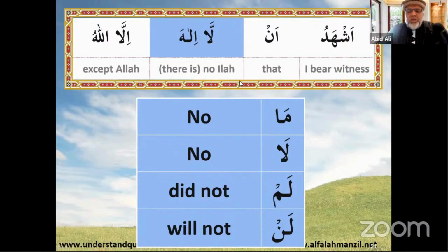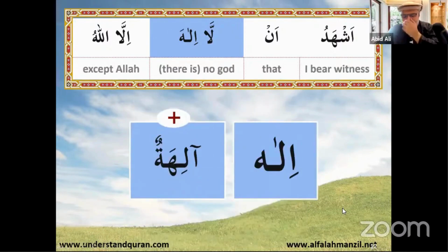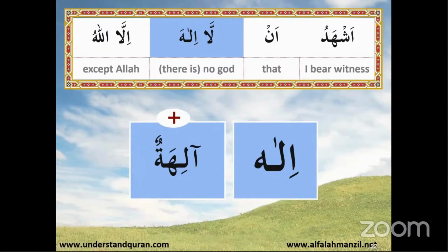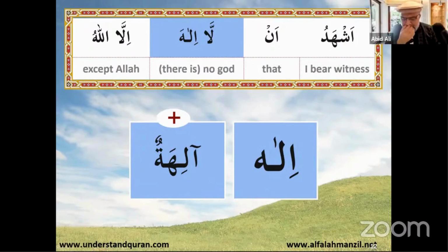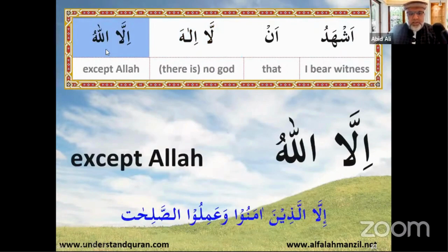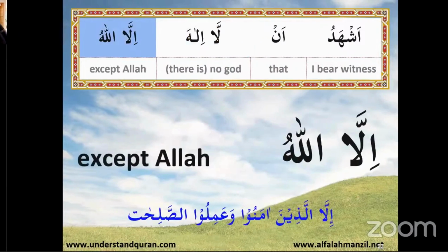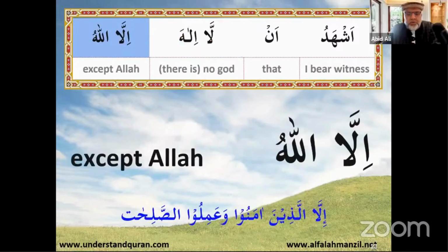So I bear witness that there is no ilaha, meaning ilah is a deity worthy of worship. And ilah is singular. What is the plural of that? Aliha. Aliha, right? Then the next thing is illallah. That I bear witness that there is no God or no deity worthy of worship except Allah subhanahu wa ta'ala. Right? Illallah means except Allah subhanahu wa ta'ala.